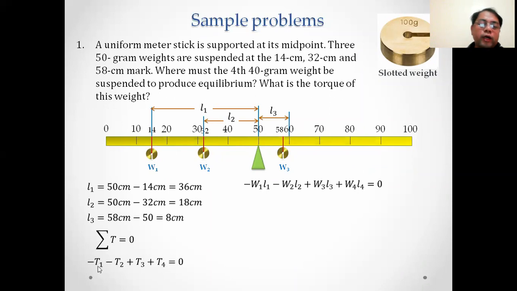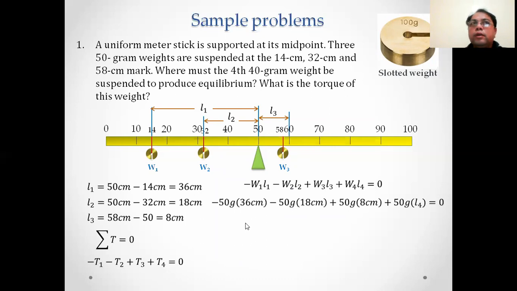So the torque 1 is weight 1 times L1, and torque 2 is the same. So how much is our weight 1? If we will not convert it to Newton anymore, and I think we will just use grams here, grams will still be applicable. So we have 50 times 36, 50 times 18. So these are the lengths and the mass.